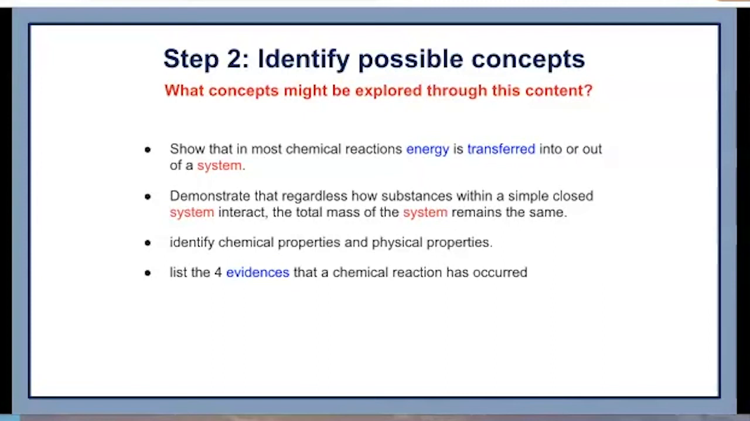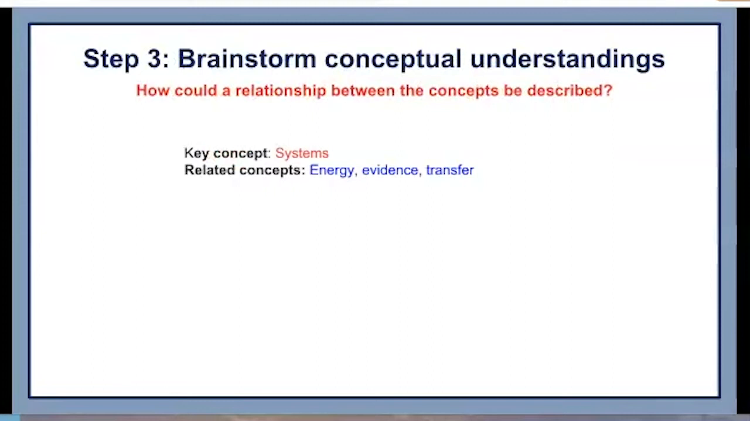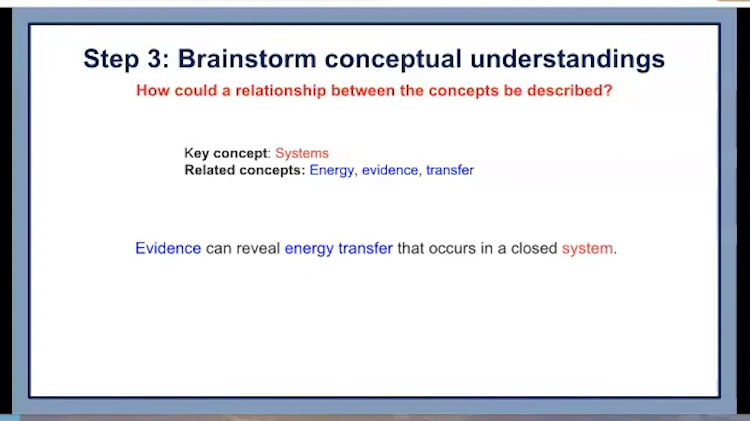So remember, this represents a very simplified process just for the sake of time, but it might involve a longer process of looking at that content and really drawing out the key and related concepts that make the most sense in order to use that content to explore the concepts. Then the next step would be trying to combine those identified concepts into a conceptual understanding. And if they chose the key concept systems, and the related concepts energy, evidence, and transfer, they might come up with: evidence can reveal energy transfer that occurs in a closed system.